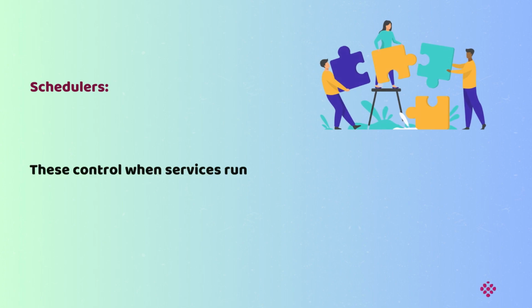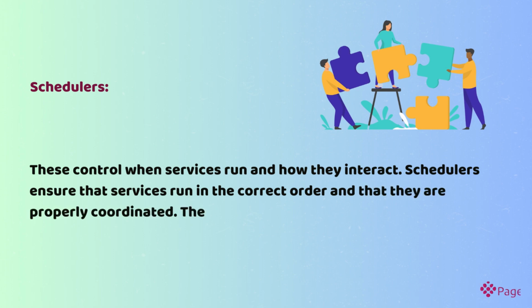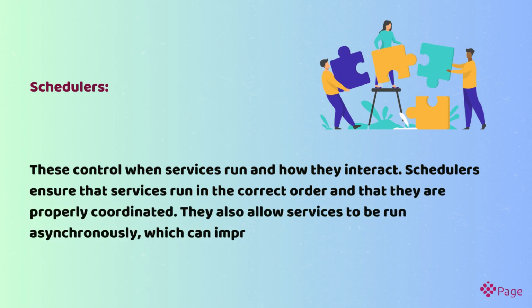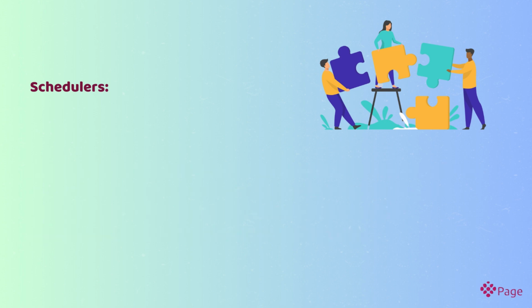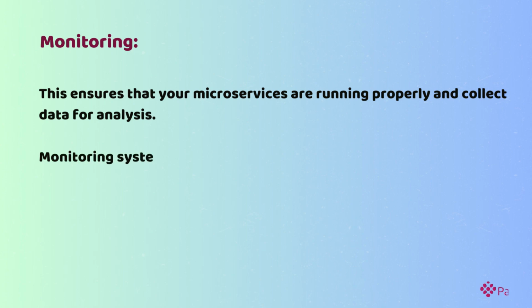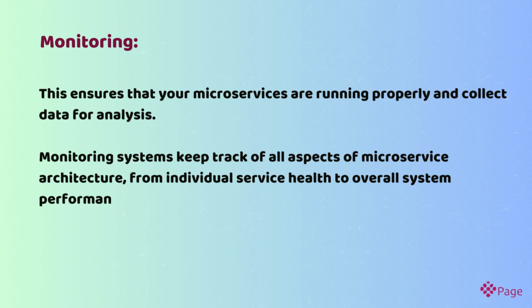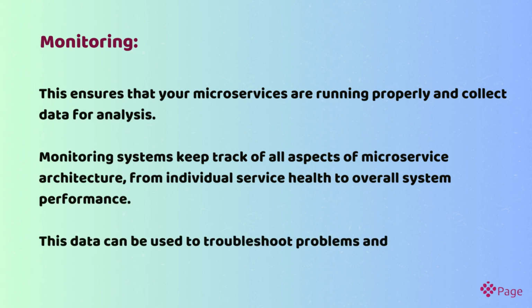Schedulers. These control when services run and how they interact. Schedulers ensure that services run in the correct order and that they are properly coordinated. They also allow services to be run asynchronously, which can improve performance. Monitoring. This ensures that your microservices are running properly and collects data for analysis. Monitoring systems keep track of all aspects of microservice architecture, from individual service health to overall system performance. This data can be used to troubleshoot problems and improve system reliability.